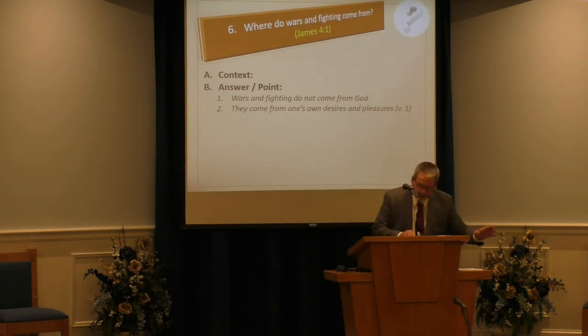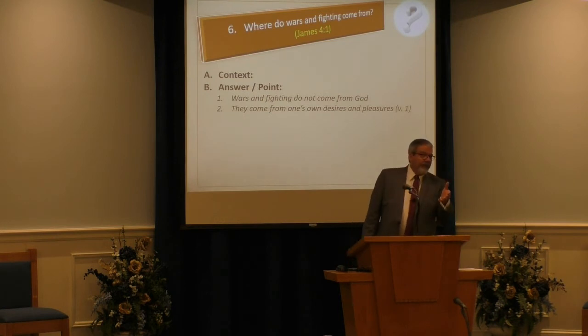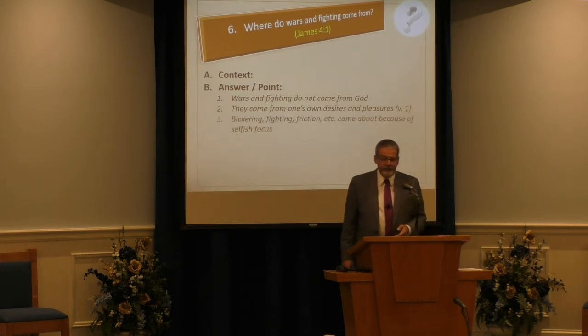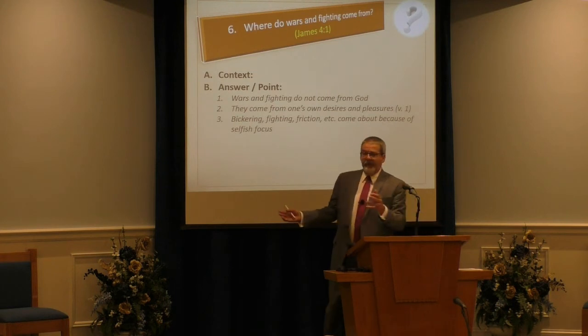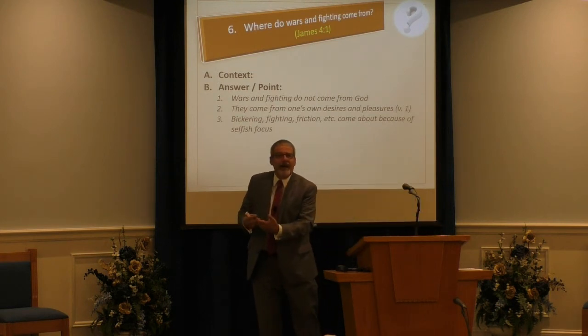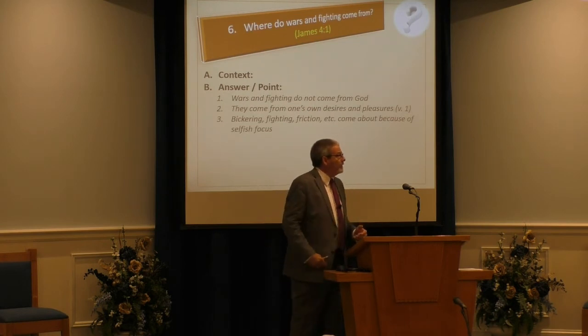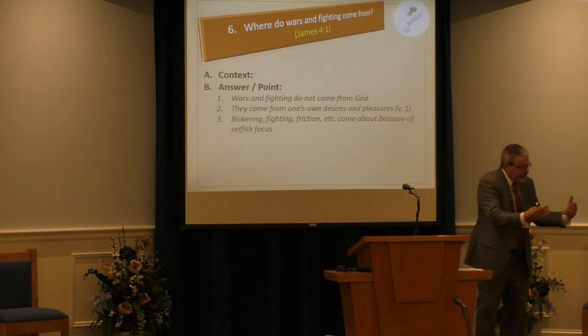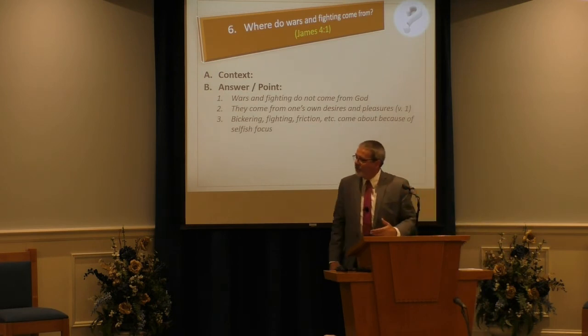Let's read the rest of verse 1. He said, do they not come from your desires for pleasure that war in your members? He answered the question. Where do they come from? I'll tell you where they come from. They come from your own desire and your own pleasure. You see, bickering and fighting and friction come about because of selfish focus. Isn't that true in a family? Here's bickering going on in the family. Somebody is selfish. That's why they're bickering and fighting and fussing all the time, while they yell at one another. There's two brothers or two sisters at odds, and there's bickering and fighting and fussing and friction. It's going on because somebody has a selfish focus.